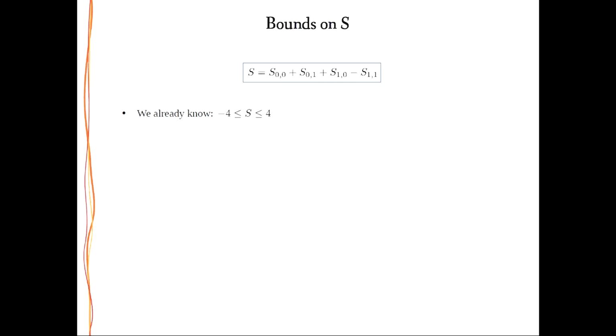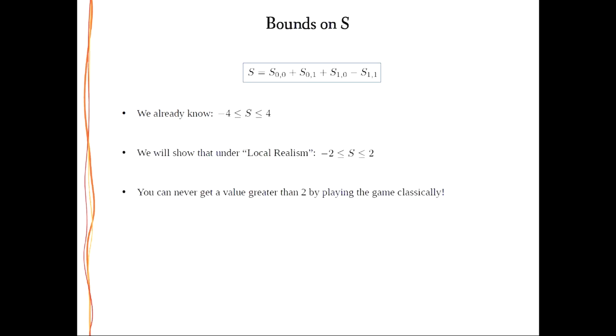Okay, so you already know S can be at most 4 or at least -4. But what we will show is that under normal circumstances, which we call local realism, which is this room for instance, S cannot be more than 2. So whatever strategy you came up with, you can never get more than 2 in this game. So actually what you did was already the best you can do: just giving the same output every time will give you 2, and that is the best you can do. I will show that in the next slide.